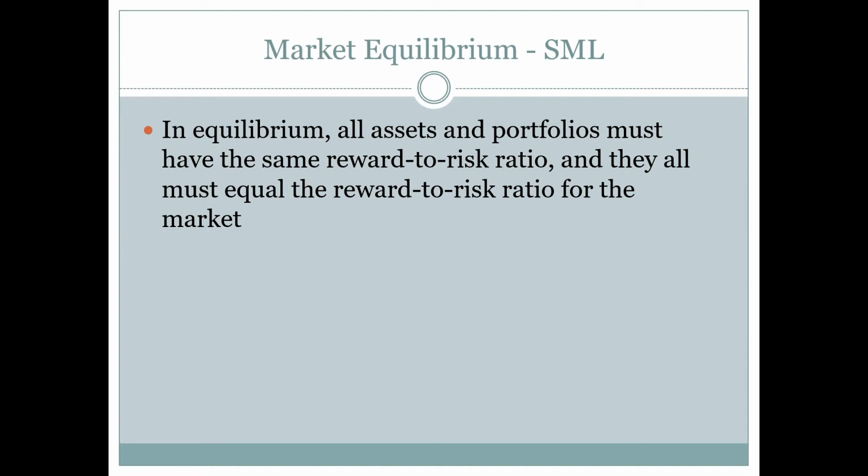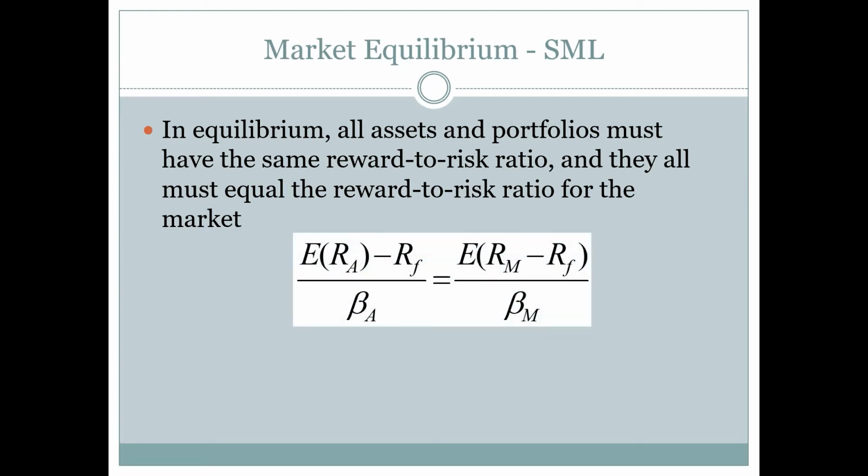And because they all have the same Sharpe ratio, the same reward to risk ratio, if I define the slope by any 2 points on the line, it must be equal. Because if I define the slope by point A and point M on the same line, I get the same slope. Again, that's the math. So by definition.